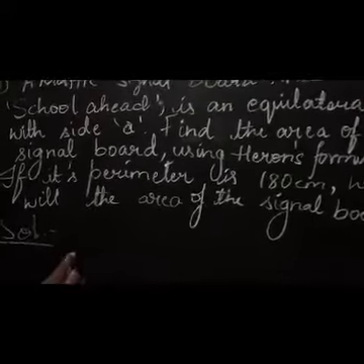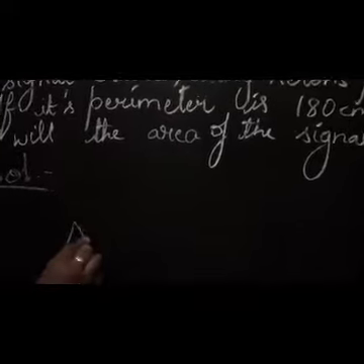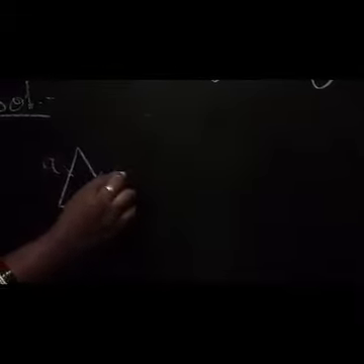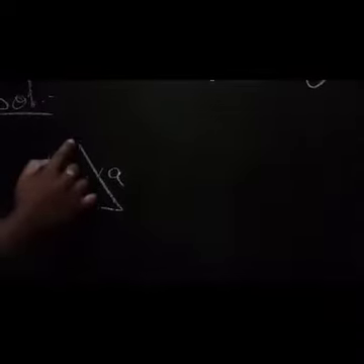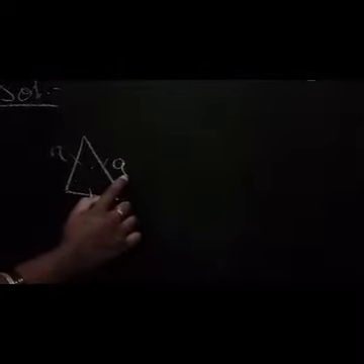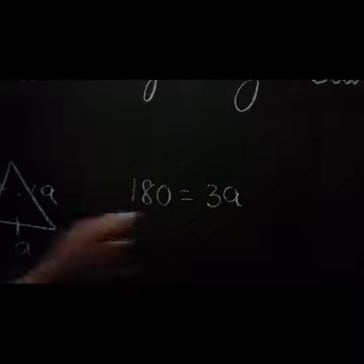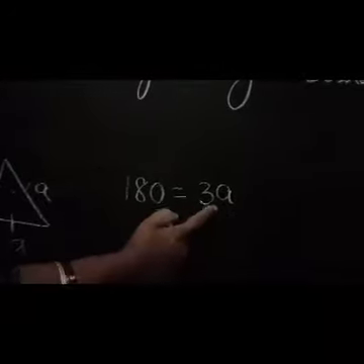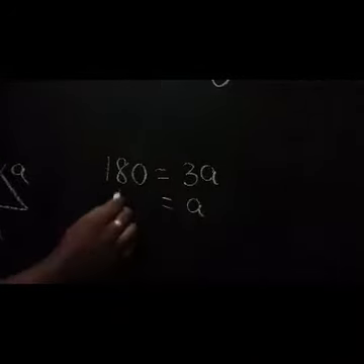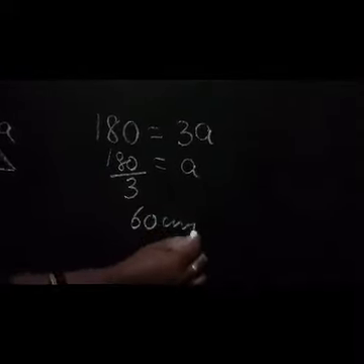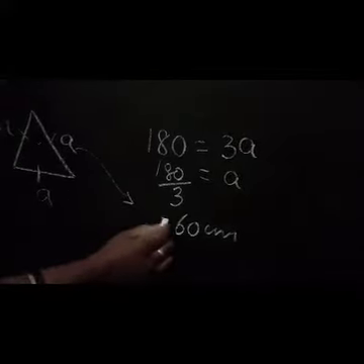The signal board will be an equilateral triangle like this. All the three sides will be a. So, if they give the perimeter as 180, what is the side a? So, 180 equals 3a because a plus a plus a is 3a. We want only the a side. So, 180 divided by 3 is 60 centimeter. So, one side will be 60 centimeter.